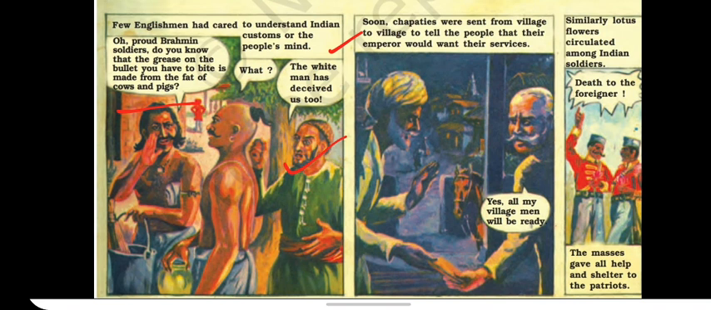They both started saying that they were deceived. Soon, chapatis were sent from village to village to tell the people that their emperor would want their service. The emperor, the great rulers, okay? So then, they started a particular activity where they used chapati or roti as a sign of information, as a sign of message that their emperor will need their service.